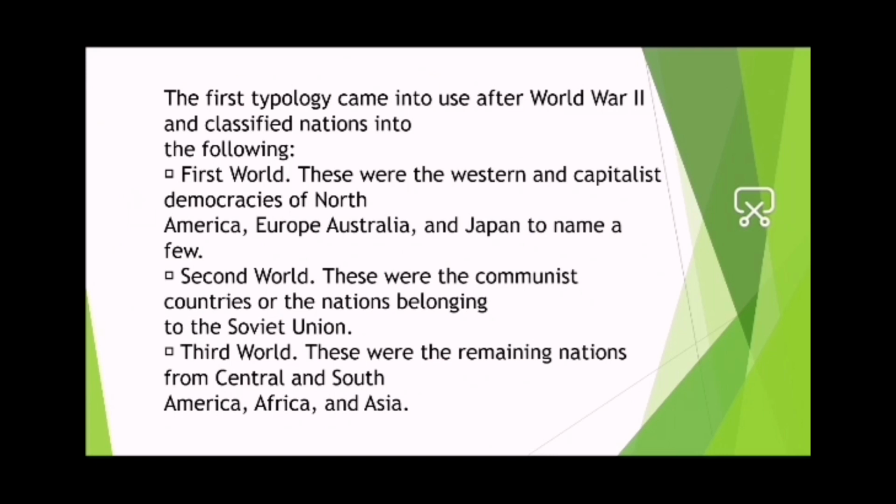First world, these were the Western and capitalist democracies of North America, Europe, Australia, and Japan, to name a few. Second world countries, these were the communist countries or the nations belonging to the Soviet Union. And third world countries, these were the remaining nations from Central and South America, Africa, and Asia. So we are in the third world countries.